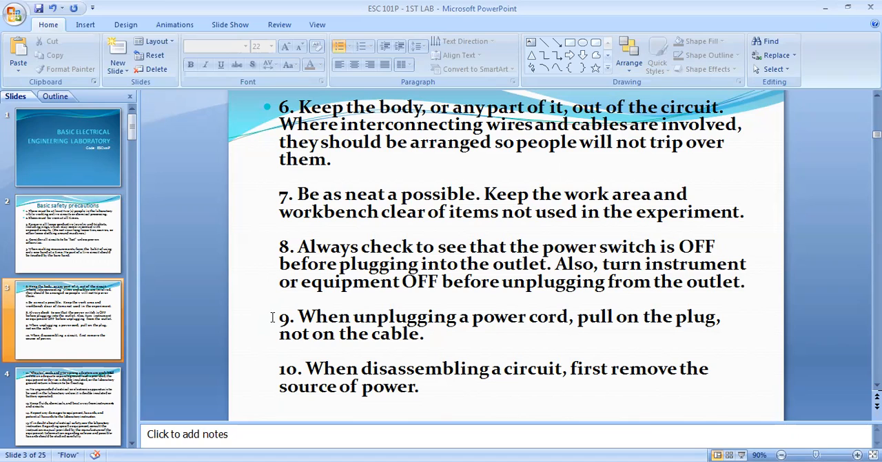Because when we pull the cable, there may be a chance that the cable gets damaged. If the cable is very old, then the insulator of that cable is also very old, right? You can see in old wire, if you pull it, the old insulator opens very easily. So you may damage the insulator. If you damage the insulator, there is a chance that you come in contact with the naked wire, and then you may get shocked.